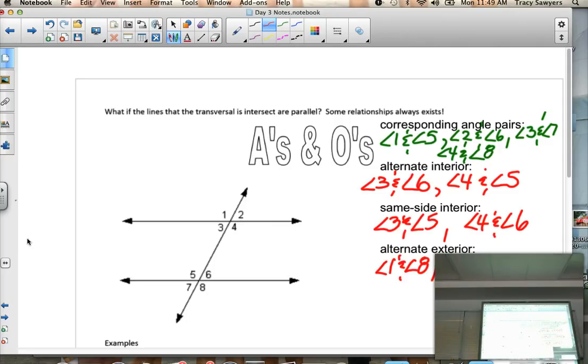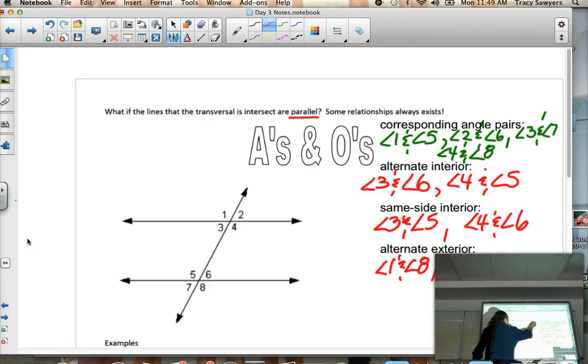See, if I keep talking to you, I'm going to remember names. All right, now we've named all of these angle pairs. And the more you use them, the more you'll remember them. You need to memorize these names. But as you see, there's little tricks you can remember. Where are they? On the same side of what? Corresponding to what?